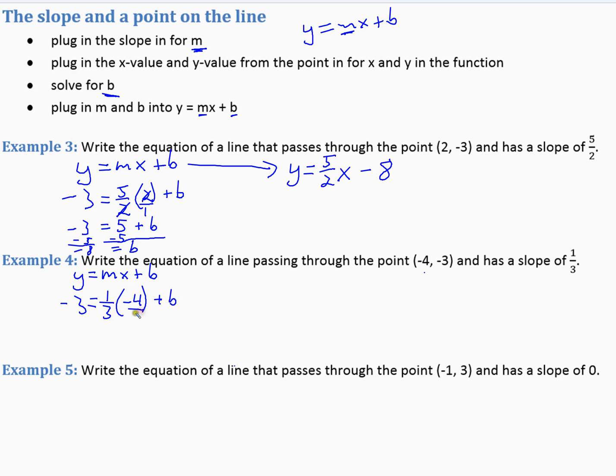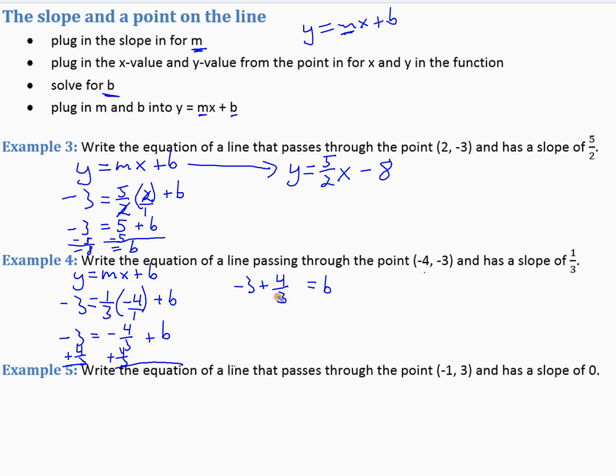This one will end up with fractions because this does not reduce, so we'll multiply there, and we get negative 4/3. And we'll add 4/3 to both sides. And we're going to run out of room here, so we're going to have b on the right side, and then we'll work this out, negative 3 plus 4/3.